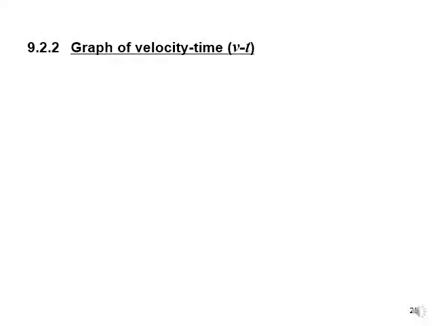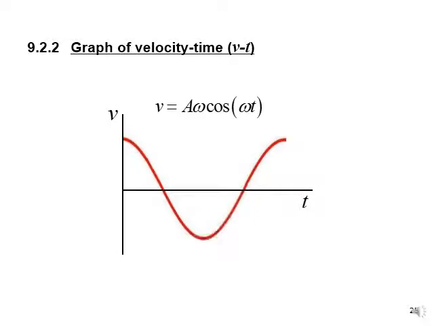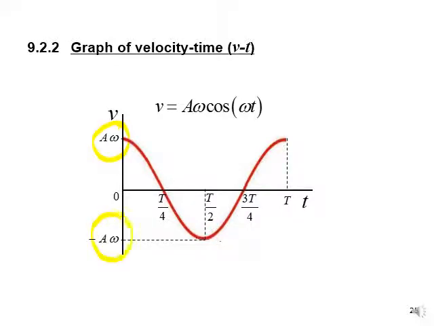Next, graph of velocity against time. Since v is equal to A omega cos omega t, hence the shape of the graph is positive cosine graph. The peak value of y-axis represents the value of maximum velocity, which is equal to A omega.